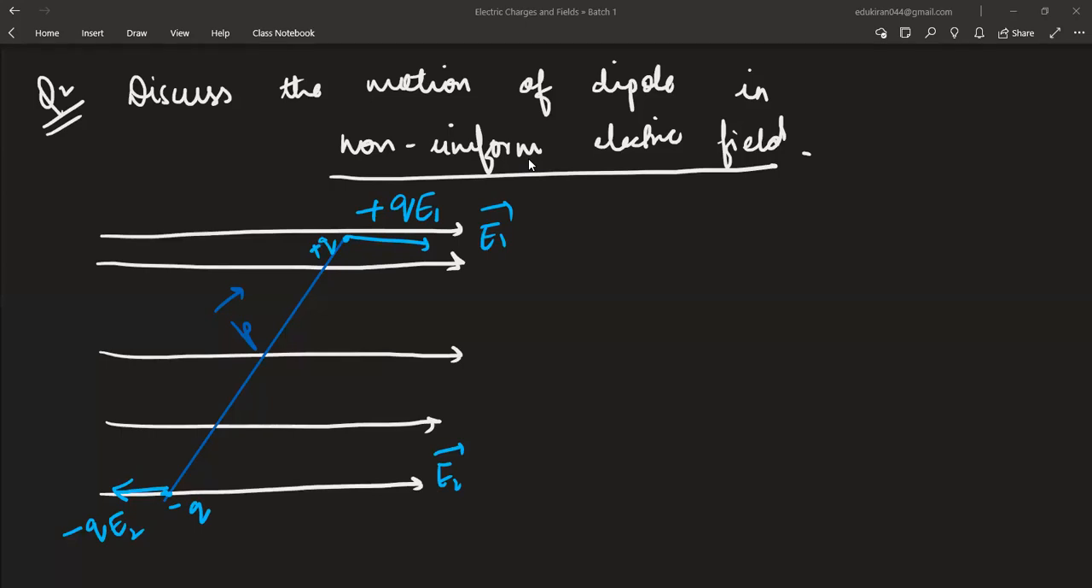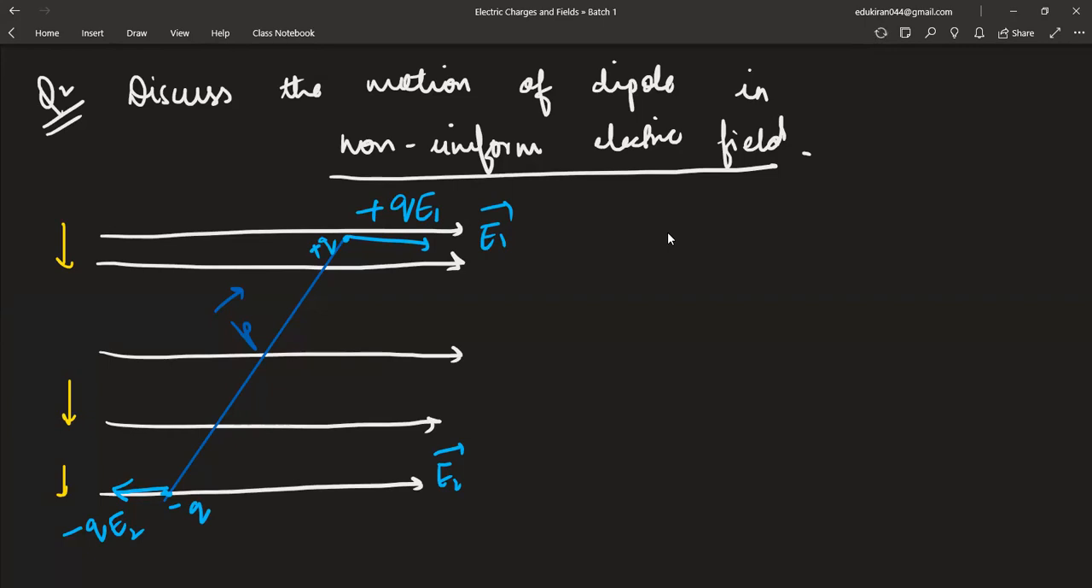Field lines, plus QE1 you have and minus QE2 you have. That means the electric field was uniform throughout. Now this is having E1 value and E2, which means the values of the electric field are continuously changing. Now if this is the case, then what will happen?